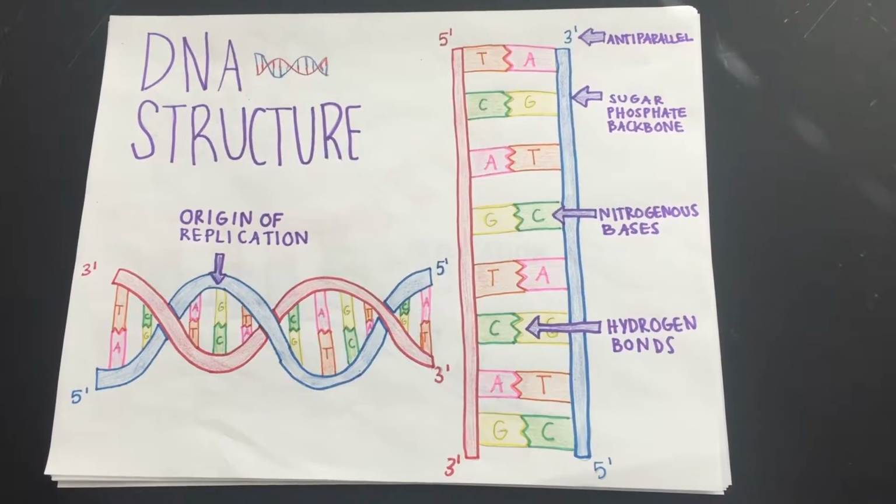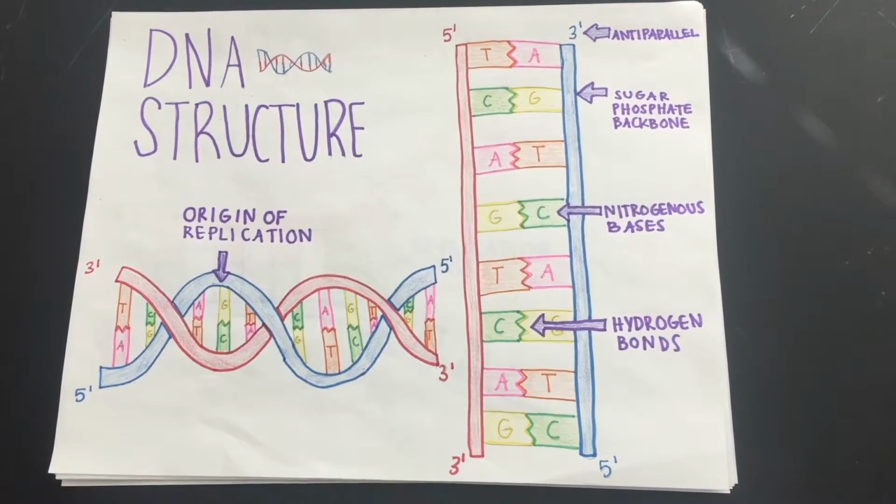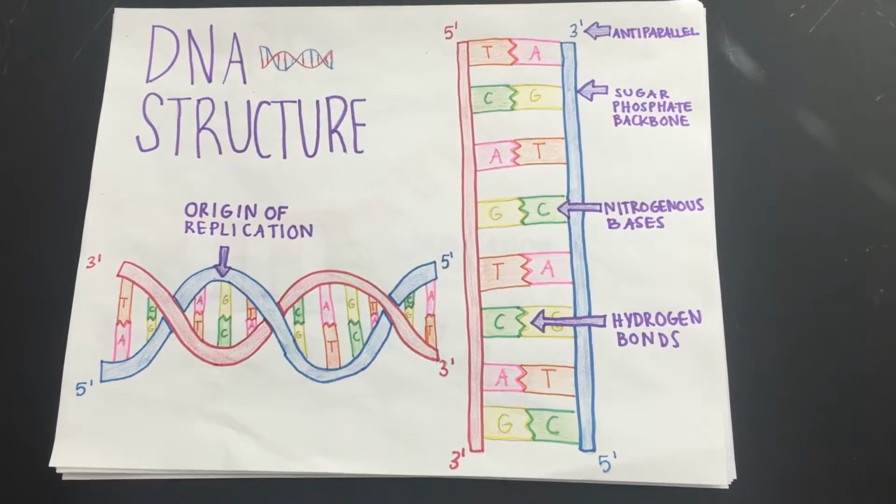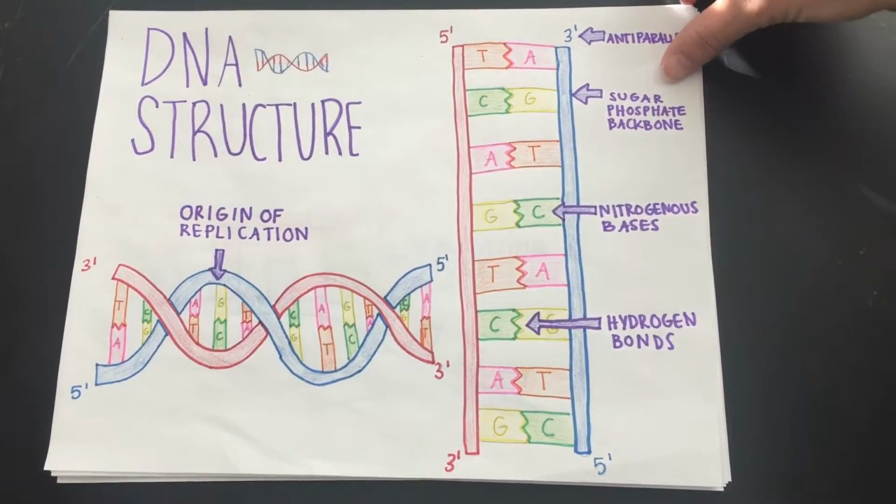There are specific points on the strand which are called origins of replication. This is where pre-replication complexes will bind to begin the process of DNA replication.